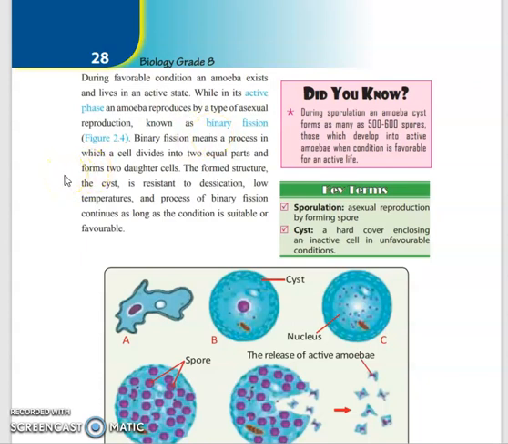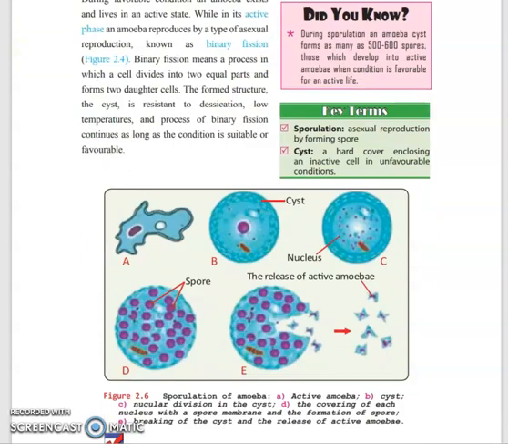It is the division into two equal parts, forming two daughter cells. And the structure formed in this process is the cyst. It is resistant to desiccation and low temperatures, and the process of binary fission continues as long as the condition is suitable. So if the condition is good, it stays in the active phase, which means binary fission. Now, about sporulation.